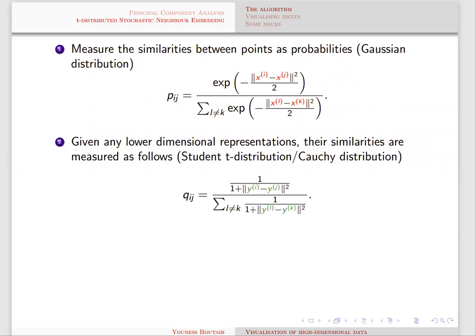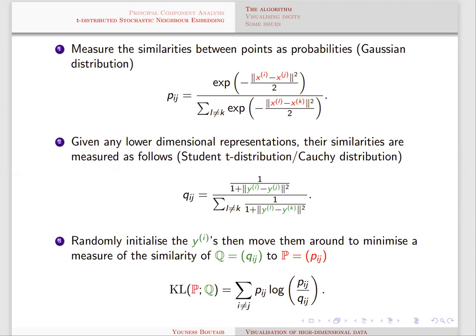We can do a similar thing in the lower dimensional space, meaning to every pair of points yi, yj, which play the role of the lower dimensional representations of the points xi, xj, we can assign a measure of the similarity qij, but this time we will use the Cauchy distribution density function. And the Cauchy distribution is a special case of the student t distribution, and this is where the t in t-SNE comes from. And this is again a measure of the similarity between the points.